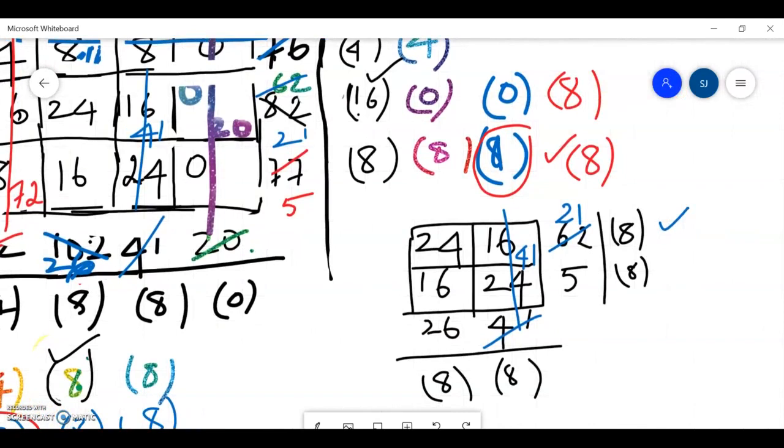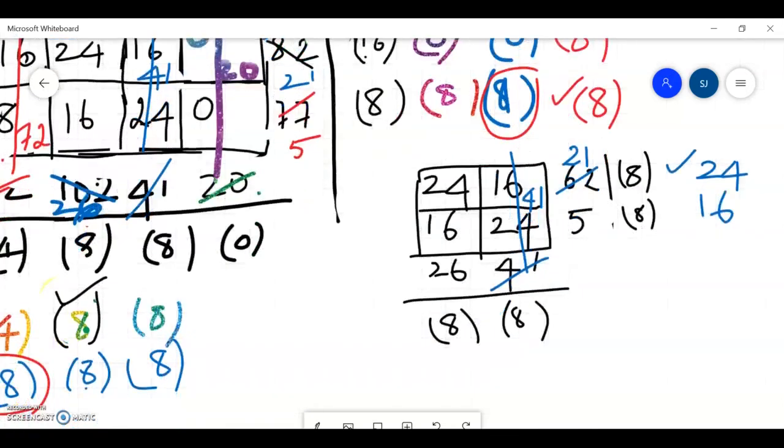Here, see how I am writing the penalty. The penalty is written as 24, and here the penalty is written as 16. But in the bottom, I write the penalty for 16 and 24 as 8. So among 8, 24 and 16, which is the highest one? 24 is the highest one.